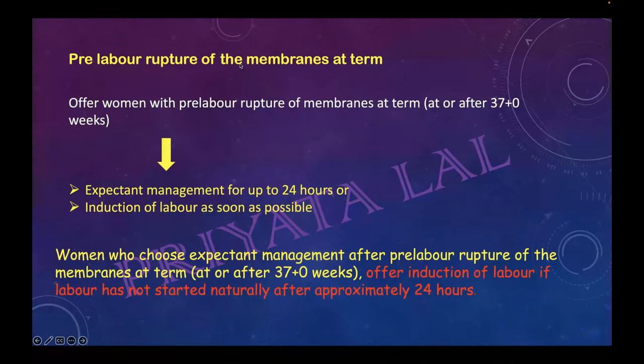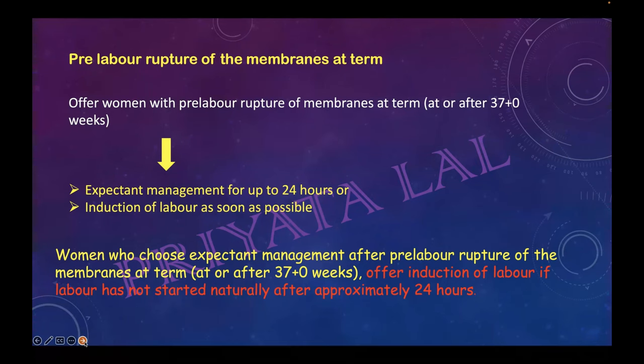So when the patient has a rupture of membrane at term, then either there could be expectant management for 24 hours, or there could be induction as early as possible. This part was there in the previous guideline, and there has been no change in that also. Only what I discussed about the suspected rupture, this part they have changed. Now if the rupture of membrane is there at term, induction can be offered if the labor has not started naturally after 24 hours. So this was there in the previous guideline also.